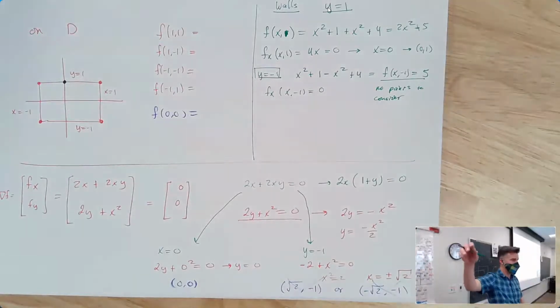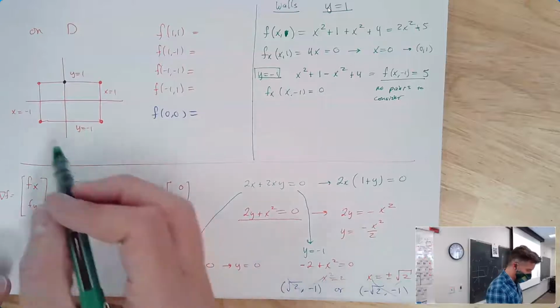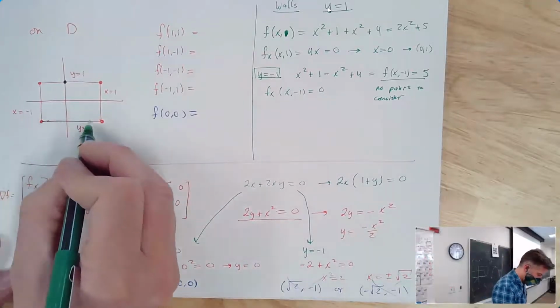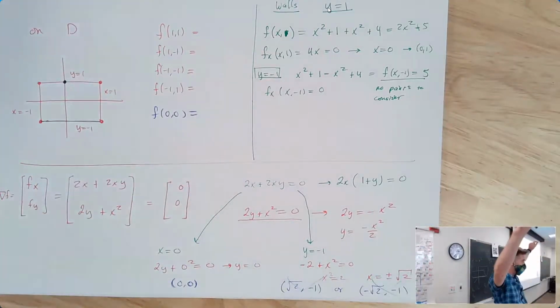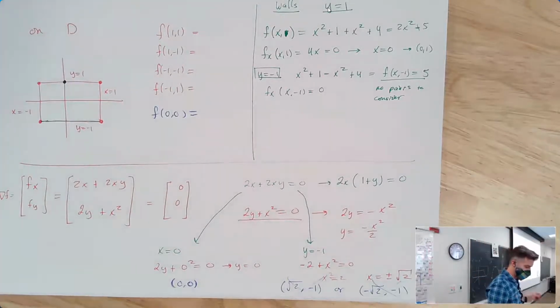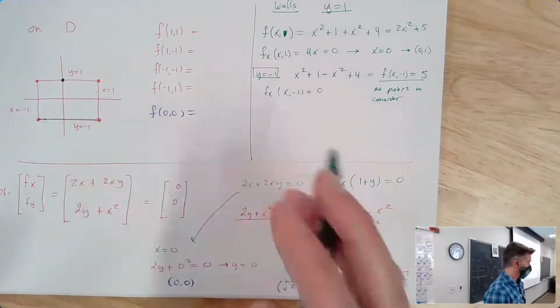One end of the wall and the other end of the wall should be the same height, right? Because what's happening here is on this wall, the function is always at a height of 5. So unless they're all the maximum or all the minimum, none of those points are going to be the maximum. And we'll see if we test the corners.